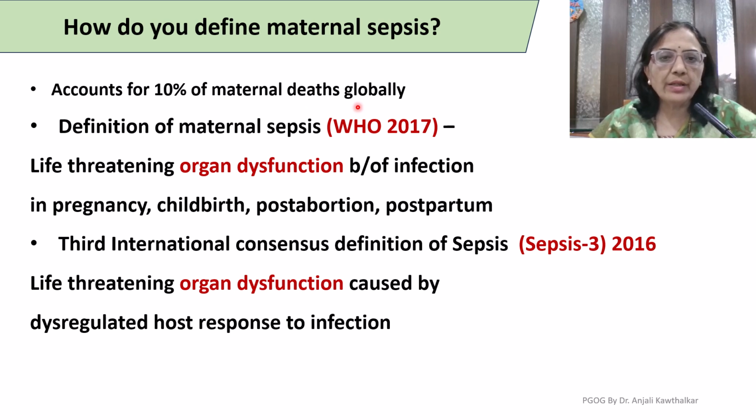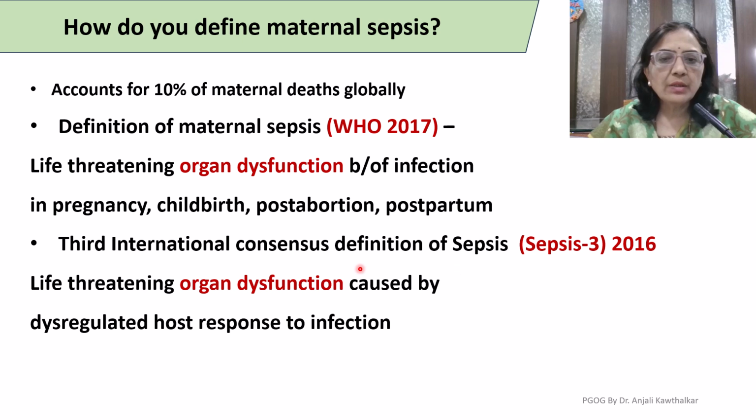And when we try to define it, there are two definitions which are quite similar. One is proposed by WHO in 2017, which says that maternal sepsis is life-threatening organ dysfunction because of infection, which occurs in pregnancy, childbirth, post-abortion, or postpartum. So just focus here that only infection is not sepsis, but whenever infection is associated with life-threatening organ dysfunction, then only we call it a case of maternal sepsis.